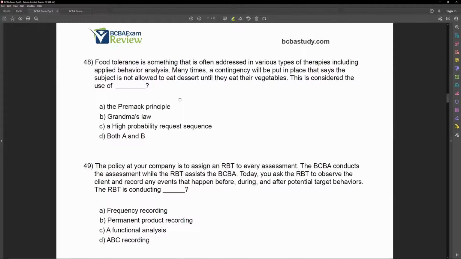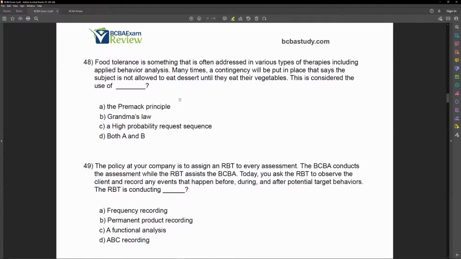We are using the prospect of engaging in a more desirable behavior, like eating dessert, only when you engage in a less desirable behavior, like eating vegetables. So what is this considered? Is this the Premack principle? Absolutely. That is the definition of the Premack principle. Is this also known as Grandma's law? Yes, right? Grandma's law. If you eat your veggies, then you get your dessert. The same thing as our Premack principle. The opportunity to engage in a more desirable behavior is used as reinforcement for engaging in a less desirable behavior.